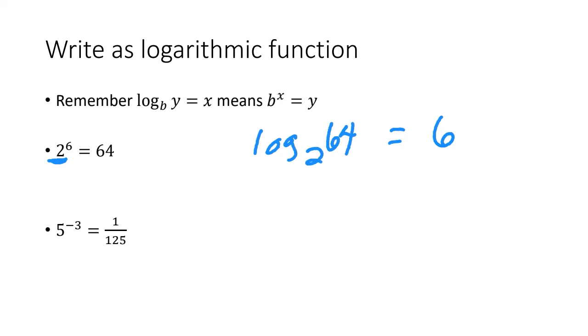So I kind of try to separate it into, can I see what the base is? Can I see what the power is? Okay, what would I take the log of? So 5 to the negative 3 is 1 over 125. The base is 5, so I write the base. The exponent, negative 3, goes on the right, and 1 over 125 in the middle.